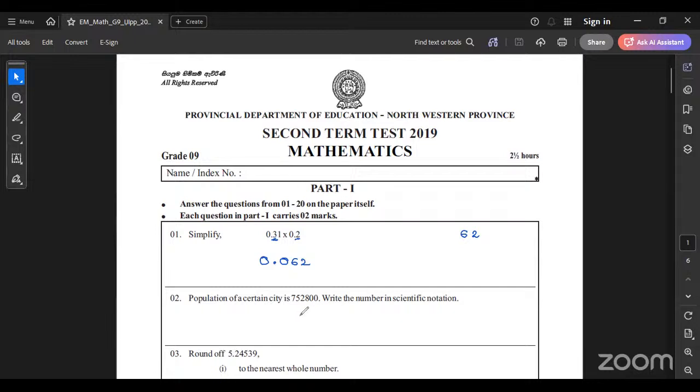In scientific notation, the first number should be 7.528, right? And it is multiplied by 10 to the power which completes it. Think the decimal is here: 1, 2, 3, 4, 5. Then 5 zeros. What do the 5 zeros mean? 10 to the power 5.